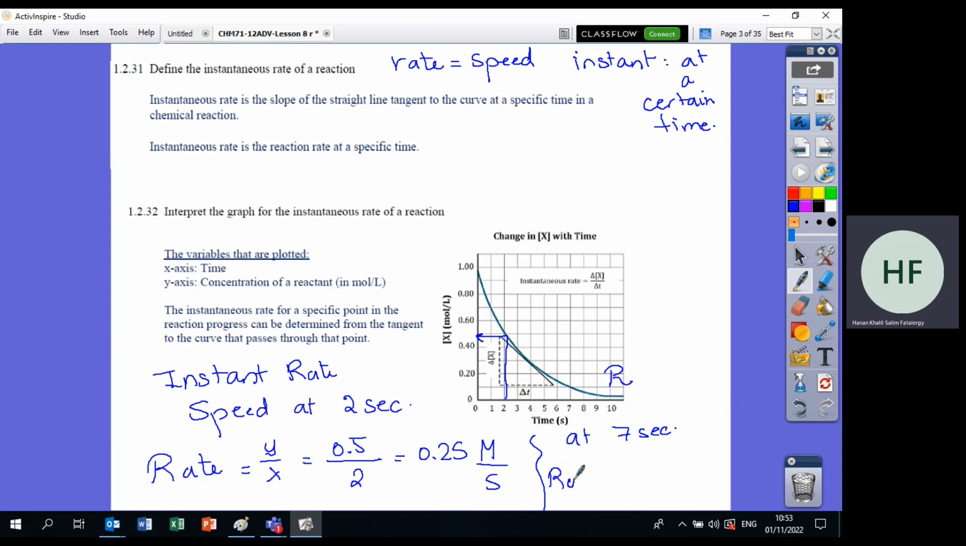Same thing, you say the rate is equal to, you come at 7, and then you do the concentration. This is 0.1 over 7, and then you find the answer. It will be m over s. Okay, so this is the way we find the instant rate.